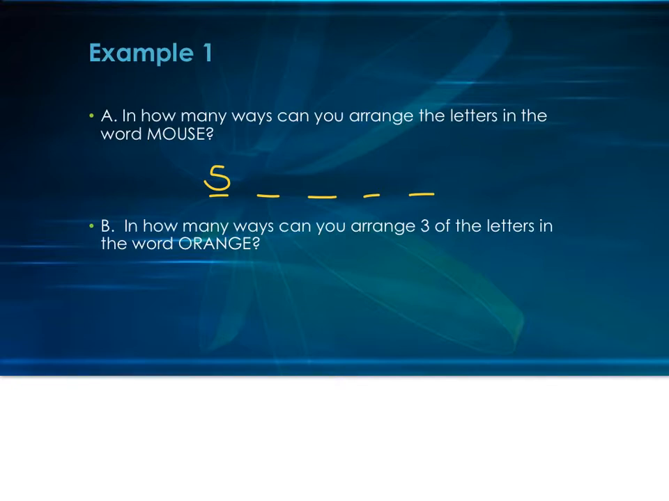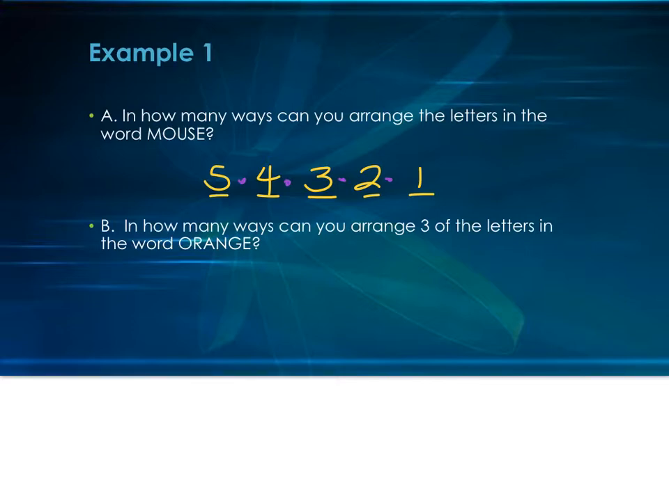Now let's assume one of those letters gets used. How many letters can go in that second space? 4 can go in that second space. Now assume 2 of them are used. 3, assume that 3 of them are used. There's 2 left. In that last space, there's only 1 left. So if I want to figure out how many ways I can rearrange this, I simply multiply these numbers out, okay? This is called a factorial.